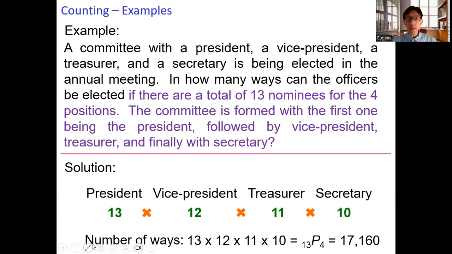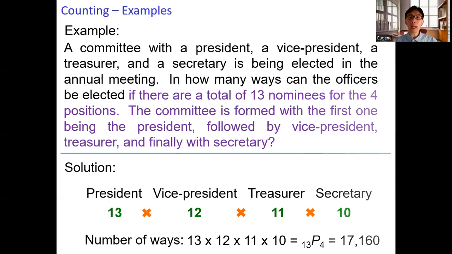So the number of ways equals 13 by 12 by 11 by 10. Using permutation notation, we get 13P4. Upon calculation, we get 17,160 ways to elect the officers.